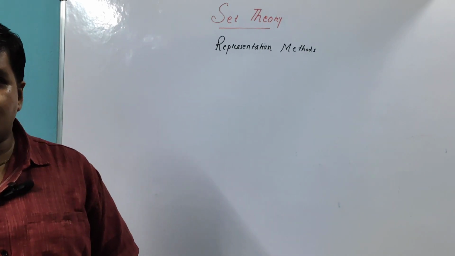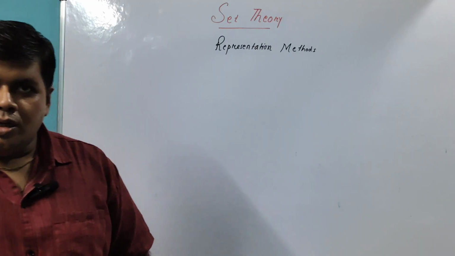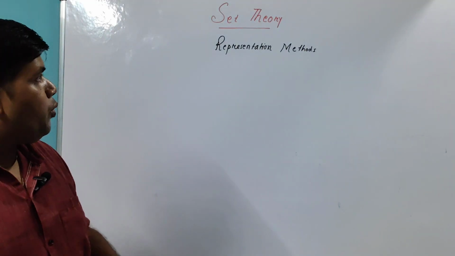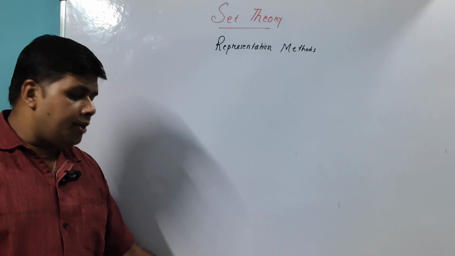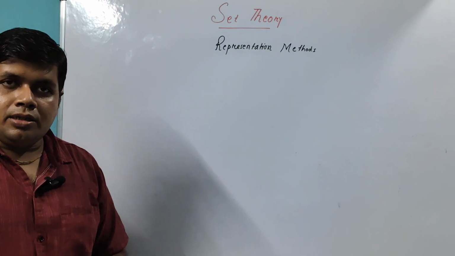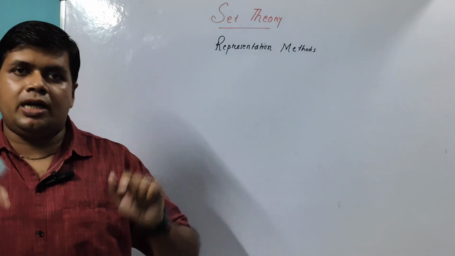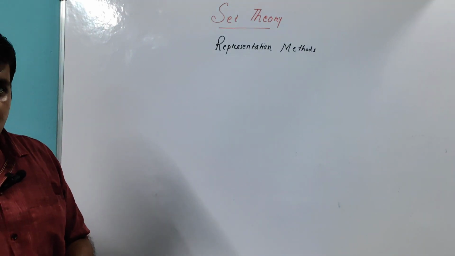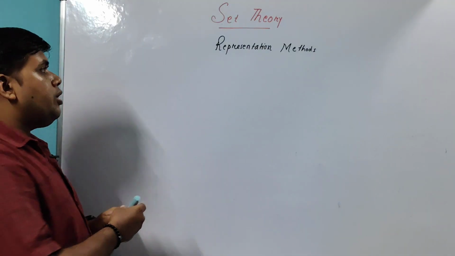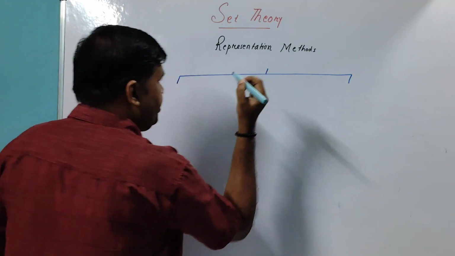Hello everyone, welcome to the next video on set theory. In this video we will be looking into the different ways of representing a set. In the first video we have seen that a set is nothing but a collection of objects, and those objects are placed within curly brackets. However, there is another representation of a set also. So in this video we will look into two different techniques of representing a set.